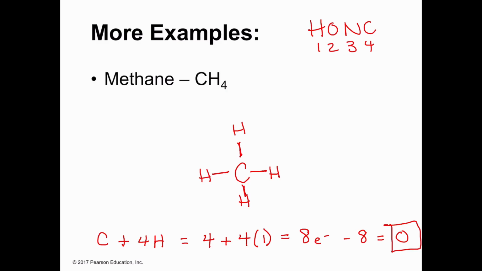And then we look at carbon. Carbon needs to have an octet. It needs to have 8 valence electrons. So it has 2, 4, 6, 8 electrons going to the carbon. So carbon's octet is complete, which means that this is a good Lewis structure.